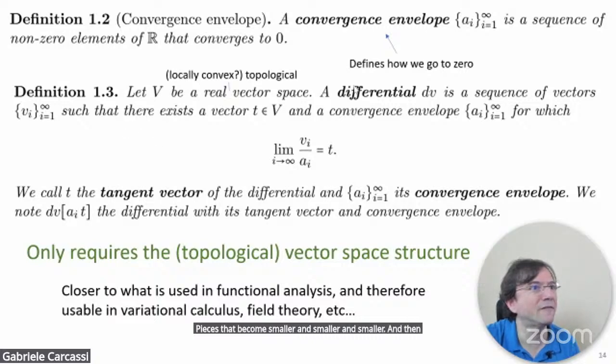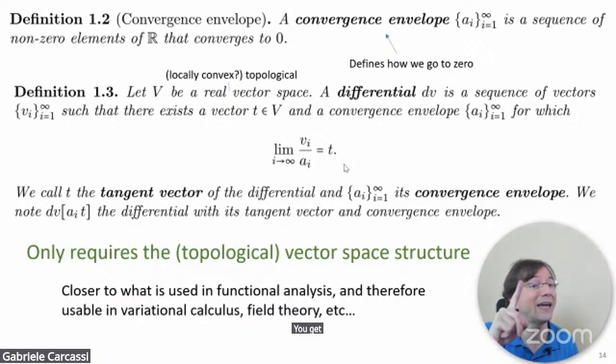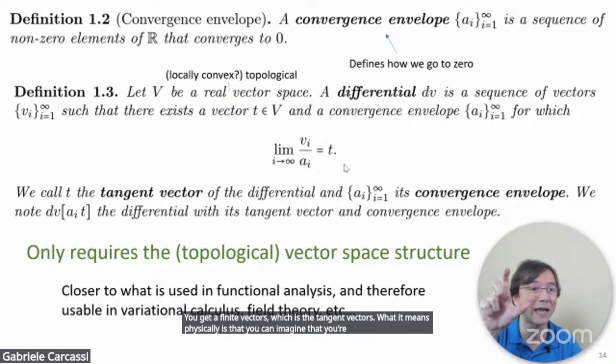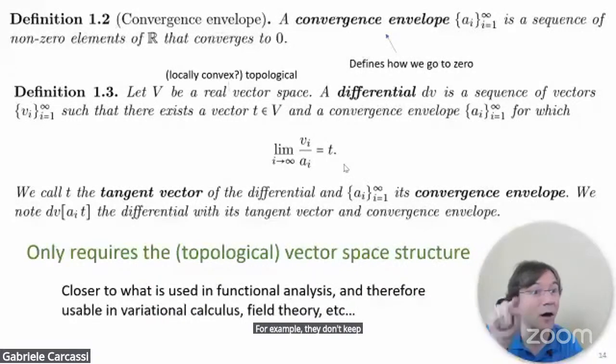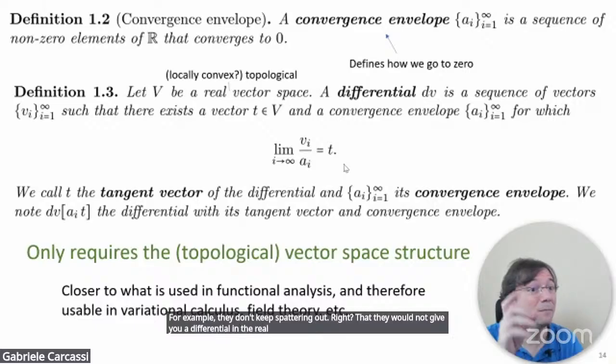And then you can define a differential as a sequence of vectors such that there exists a convergence envelope such that when you take the limit of the sequence of vectors divided by that convergence envelope, you get a final vector, which is the tangent vector. What it means physically is that you can imagine that you're getting these vectors that are becoming smaller and smaller, but as they go to zero along a particular direction. For example, they don't keep spiraling out, right? That would not give you a differential in the real space because this limit here would not be defined.